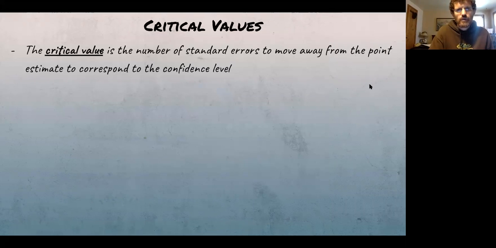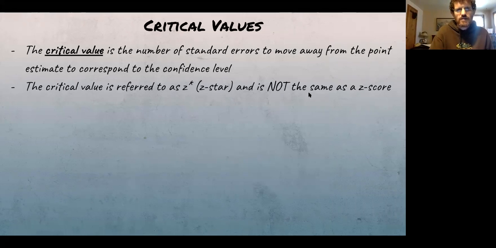All right, so the number of standard errors that we want to move away from the point in order to correspond to the confidence level, that's our critical value. And we call it Z star, which is not the same as a Z-score. I'll interchangeably call it Z-star or critical value, though it might be better if I call it critical value every time. But just be aware you can call it that. It is not the same as a Z-score.